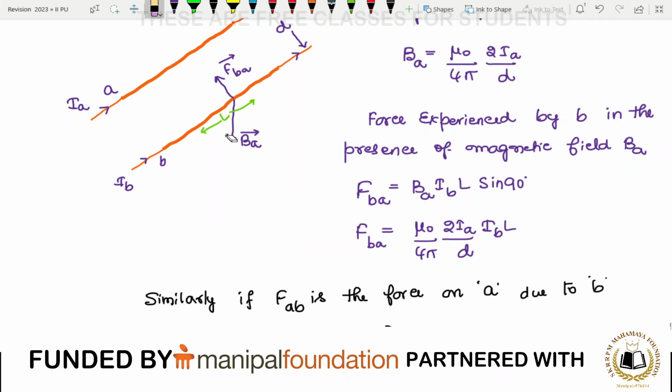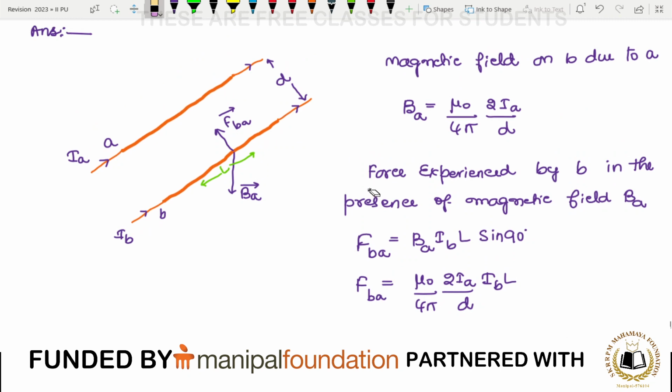Now go through this part. The magnetic field on wire B due to A is B equals mu naught by 4 pi into 2 times Ia by D. Now the force on B in the presence of the magnetic field of the first one, that is, the force experienced by the second one, FBA, equals magnetic field of the first one, times current in the second one, times length, times sine 90. So mu naught by 4 pi into 2 times Ia Ib L by D. The direction of force is shown here.